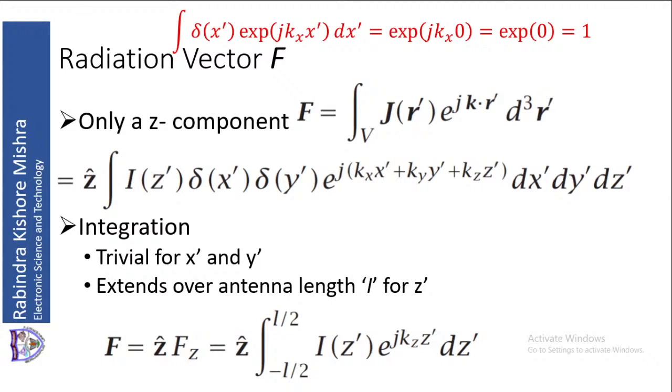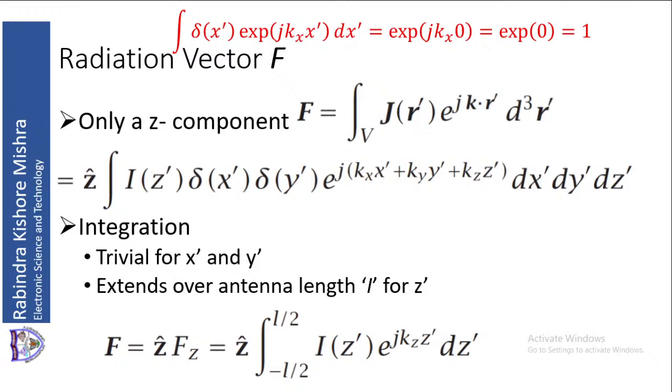Integration over x dash and integration over y dash are trivial, and they give us the result as 1. So what is left is integration over z dash, where we have I z dash exponential j k z z dash. Now I z dash is equal to 0 beyond z equal to L by 2 or beyond z equal to minus L by 2. So if z is less than minus L by 2, I z dash is 0. If z is greater than L by 2, then I z dash is 0. So the integration limit for dz dash is from minus L by 2 to L by 2.